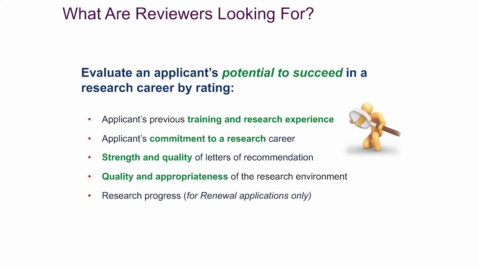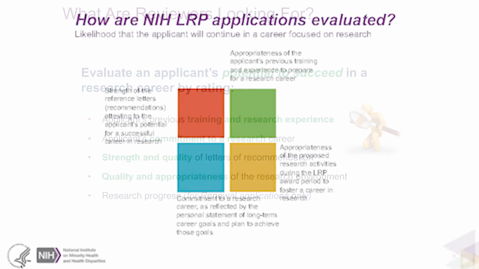So what are the reviewers going to look for? They are going to evaluate the applicant's potential to succeed in a research career by rating several items: the applicant's previous training and research experience, the applicant's commitment to a research career, the strength and quality of the letters of recommendation, the quality and appropriateness of the research environment, and the research progress for the renewal application only.